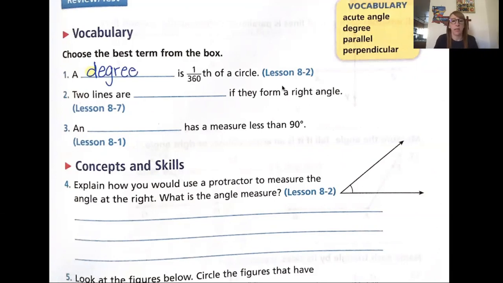Two lines are blank if they form a right angle. So when we want to think about two lines, either this way or this way, that's how we learned two lines being. So if they form a right angle and they cross, in order to form a right angle, they have to cross. But if they cross and form a right angle, they are perpendicular lines. And remember, we can kind of remember because parallel has two parallel lines in it. Perpendicular.